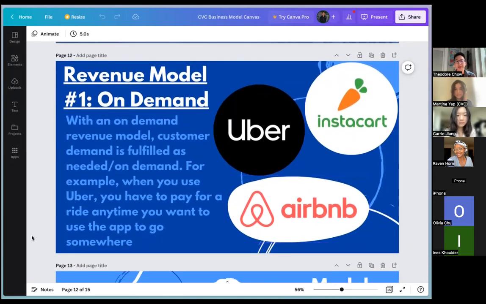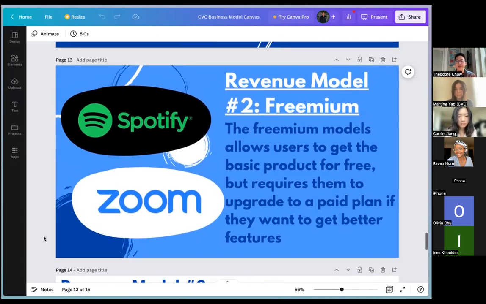So the first model is on demand. It's a lot of these things you've seen before: Uber, Airbnb, Instacart, where when a consumer demands it, it's fulfilled, and that's when you pay for it. Usually with Uber you pay after the ride. Airbnb is paid upfront before you go on the vacation. Instacart also, you pay instantaneously and it's delivered on demand. Pretty straightforward.